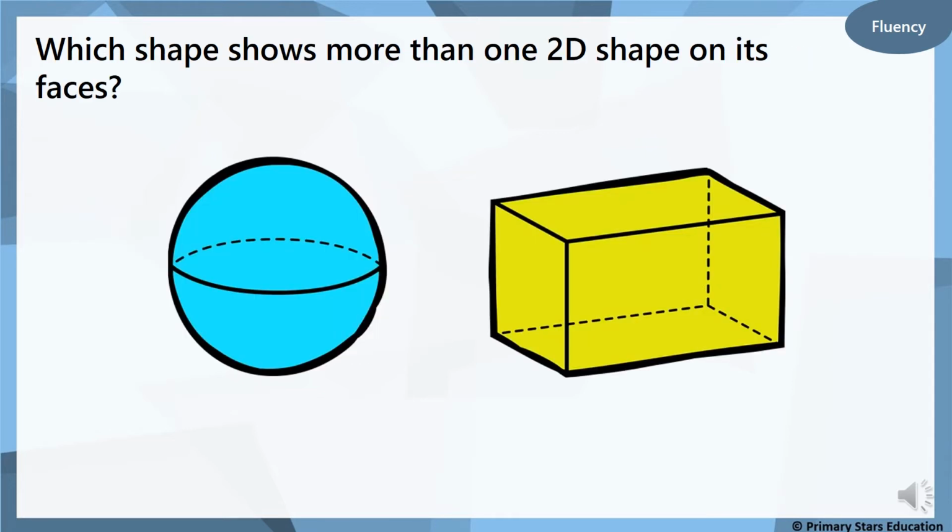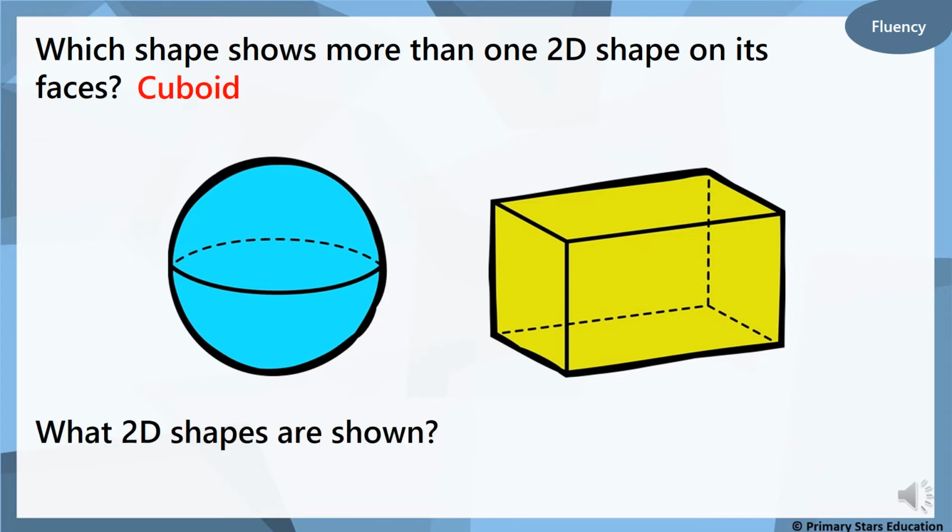Okay, which shape shows more than one 2D shape on its faces? Okay, so have a look at those two shapes. Okay, so the cuboid has got two different shapes that you can see. And you should be able to see a square and a rectangle.